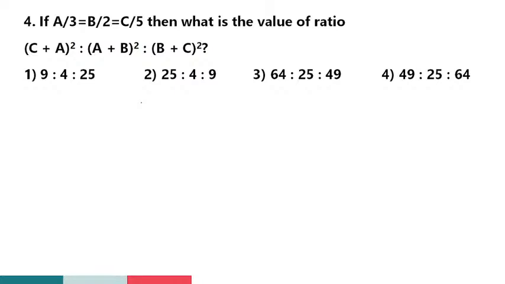If a by 3 is equal to b by 2 is equal to c by 5, then what is the value of the ratio (c plus a) whole square is to (a plus b) whole square is to (b plus c) whole square? What is the answer, guys? Anyone? Which option is the right answer?